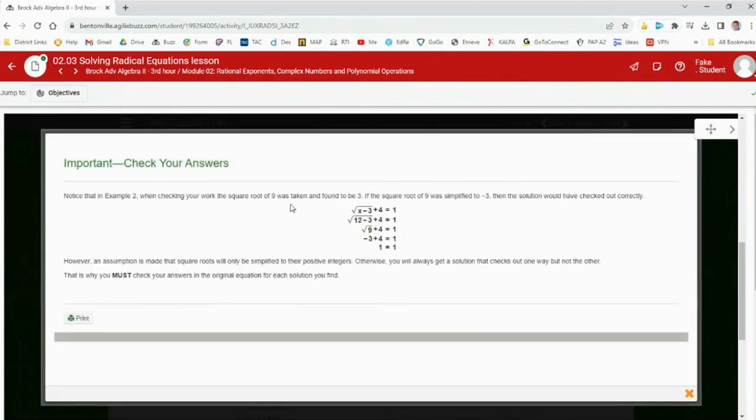Note that in example 2, when checking your work, the square root of 9 was found to be 3. If the square root of 9 was simplified to negative 3, it would have checked out. Right, the square root of 9, negative 3 plus 4 would be 1. However, an assumption is made when solving radicals that the square roots will only be simplified to their positive integers. Otherwise, you can always get a solution that checks out even when it won't. So that's why you must check your answers, and we're always going to simplify to the positive integer when you're taking the square root. We're going to default to the positive.